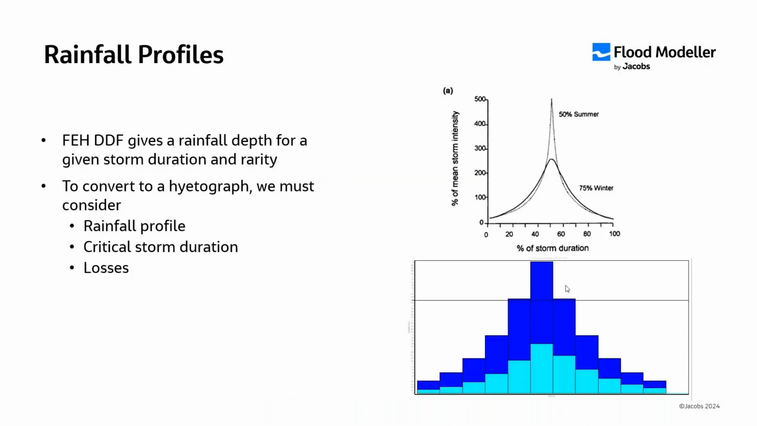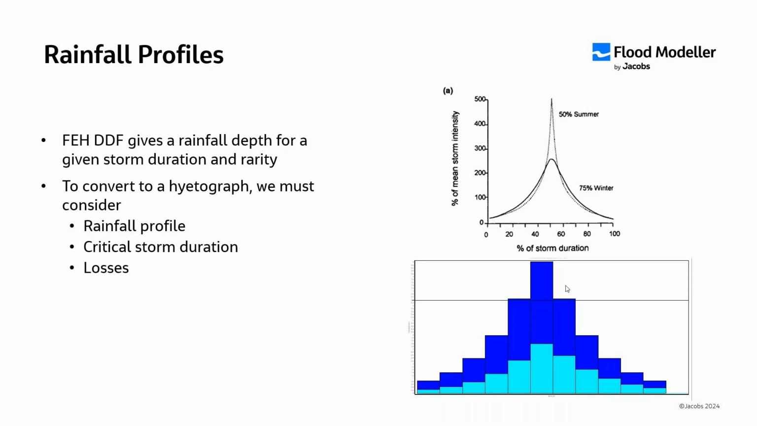As well as the depth of rainfall, we need a few other things in order to calculate a boundary for our model. So we get a depth, which is in millimeters, but we want to convert that to a hyetograph. The hyetograph is the time varying rainfall during a storm. So there's an example of that on the right-hand side. To do this, we need to consider a few things.